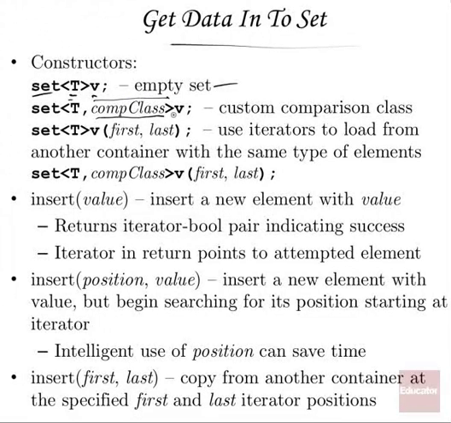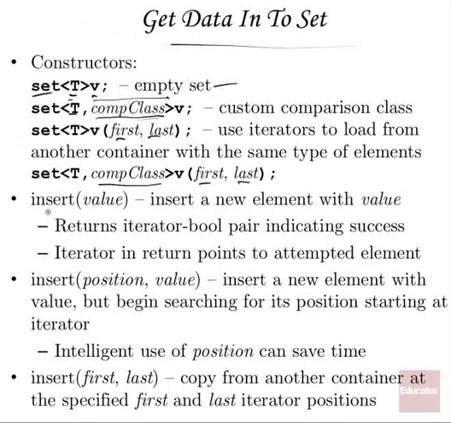And it's a custom class that you write for it. So if you have a class that you've written, that'll be the type. You have another custom class that you write that says, okay, this class object is less than this other class object, so this one should be sorted before that one. And of course, you can use iterators to load data in from some other container. And you can also have a custom class and load values from another container.